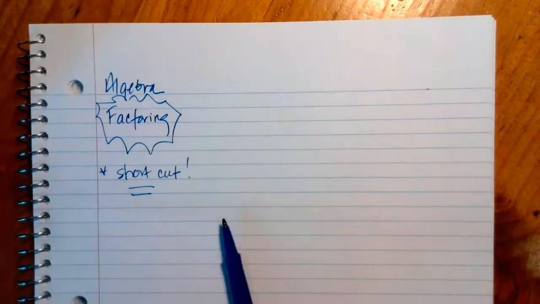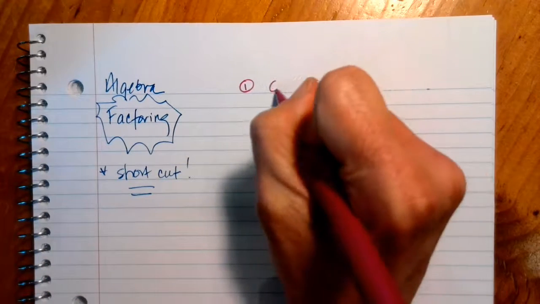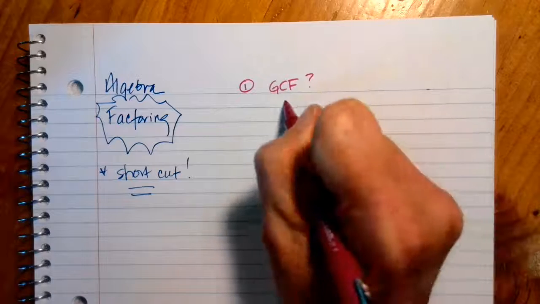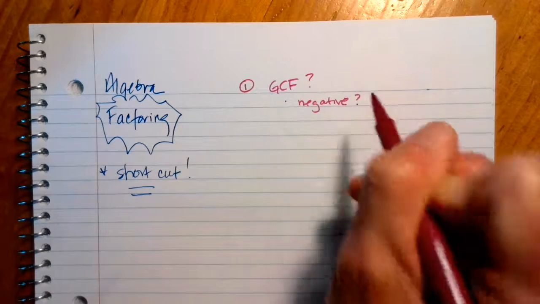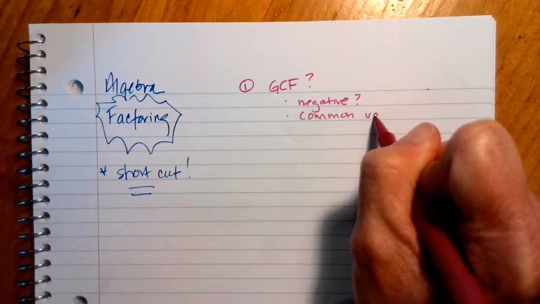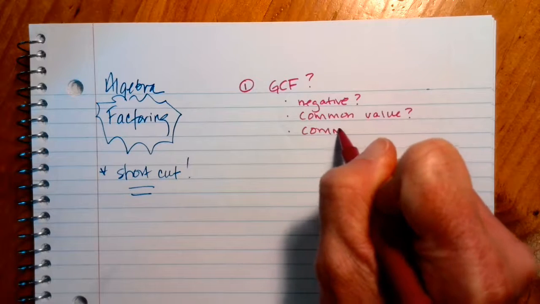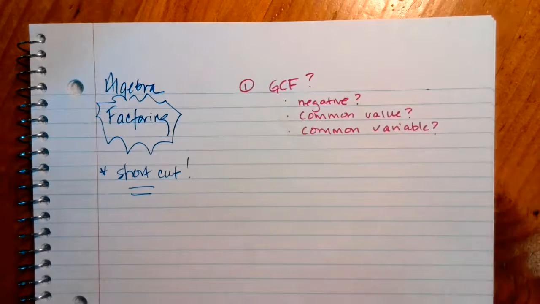So just for quick review, let's talk about what we've already learned. Every time you look at a polynomial, you need to consider, is there a GCF? And you think about, can I take out a negative? You wonder, is there a common value in every term? Maybe there's a common variable in every term. And you want to make sure that you address those.